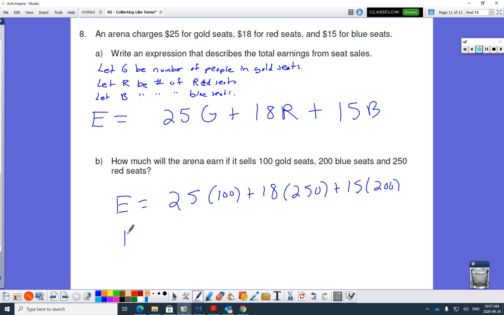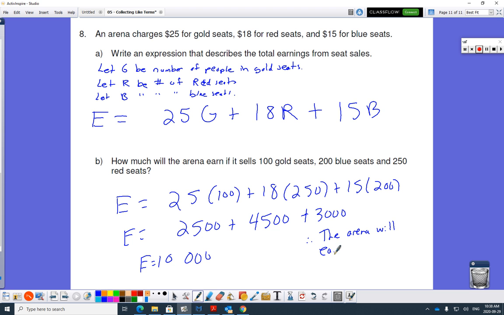And so here I get 2,500 plus 18 times 250, was it 4,500? And 15 times 200 is 3,000. And I get 10,000. Does anyone got their calculator there to see if Mr. Todd's getting old? Yeah, see it? Therefore, the arena will earn $10,000.